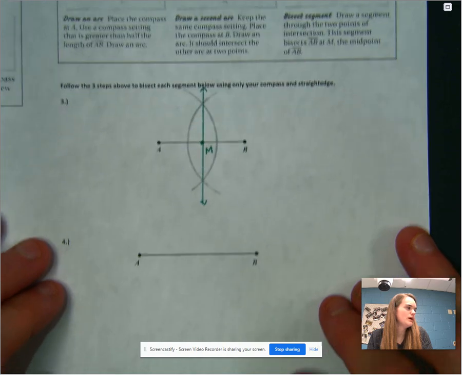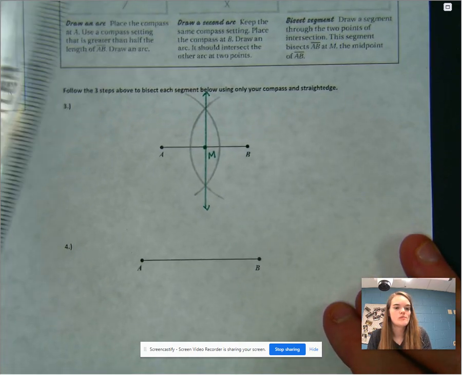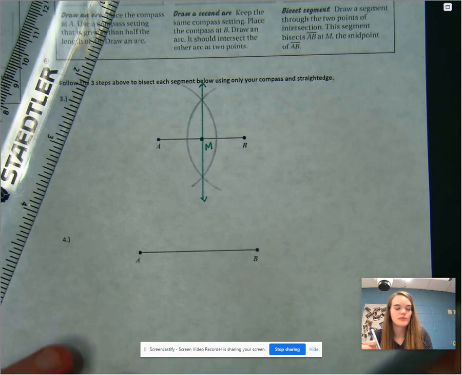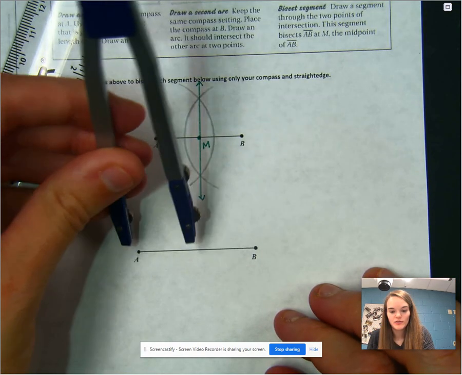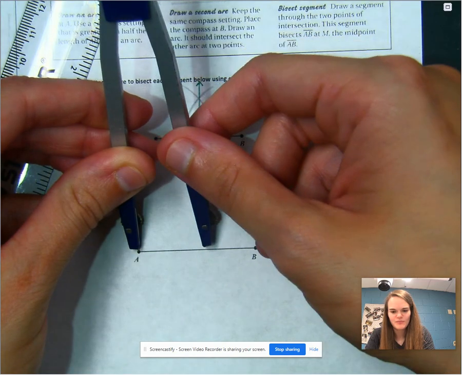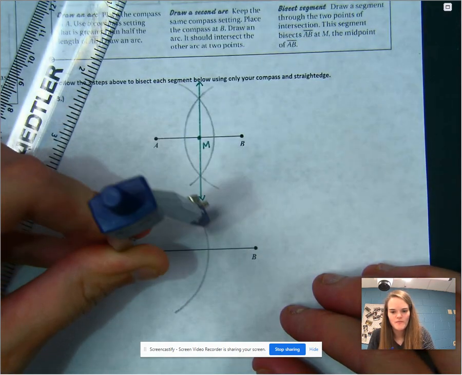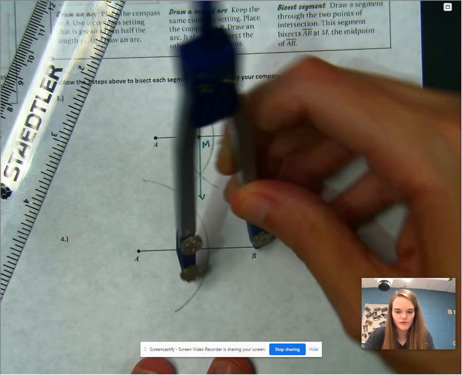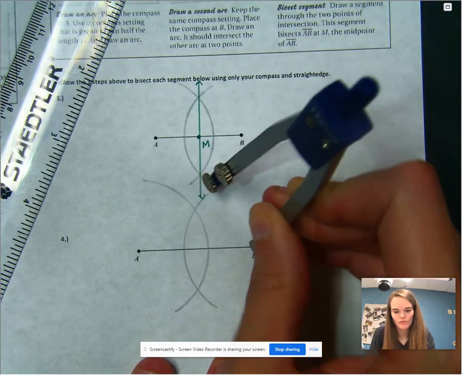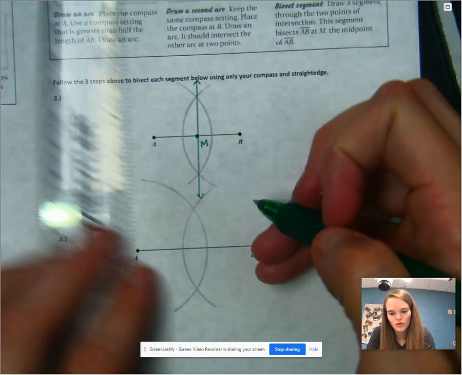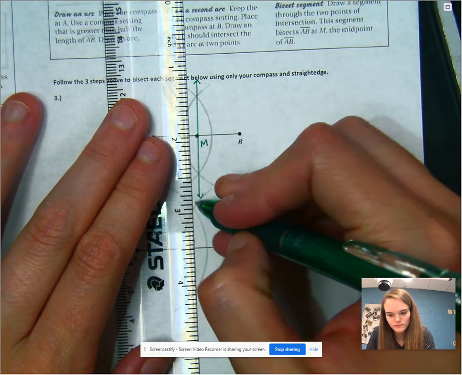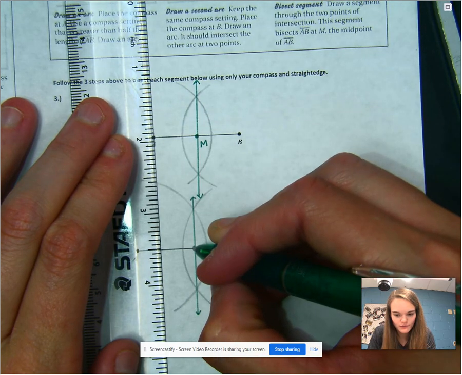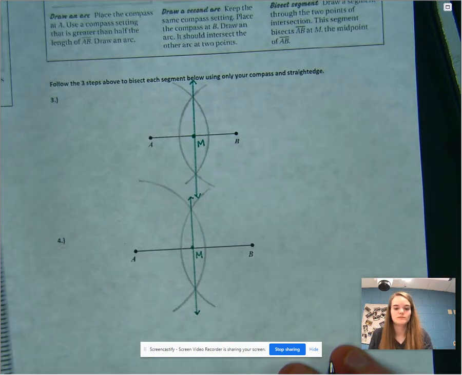Try number 4 as well. Pause the video, try it out. Okay. Let me see, a little over halfway. Maybe let's try a little further. Okay, pick it up. Don't move it. Do it at B. Good. Draw the bisector. Label the point M. There we go.